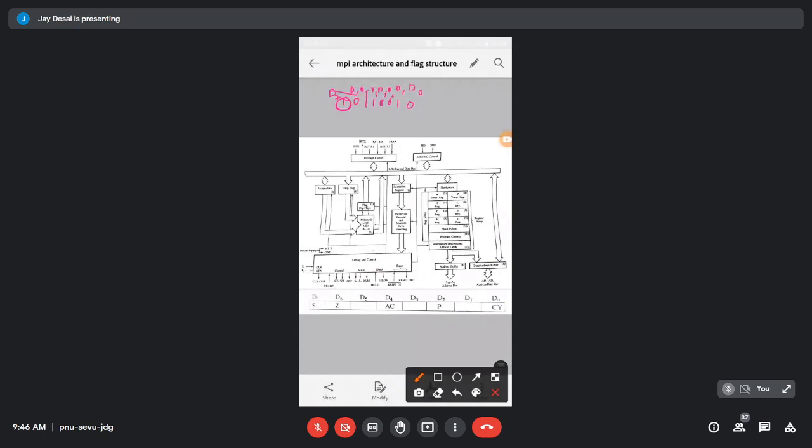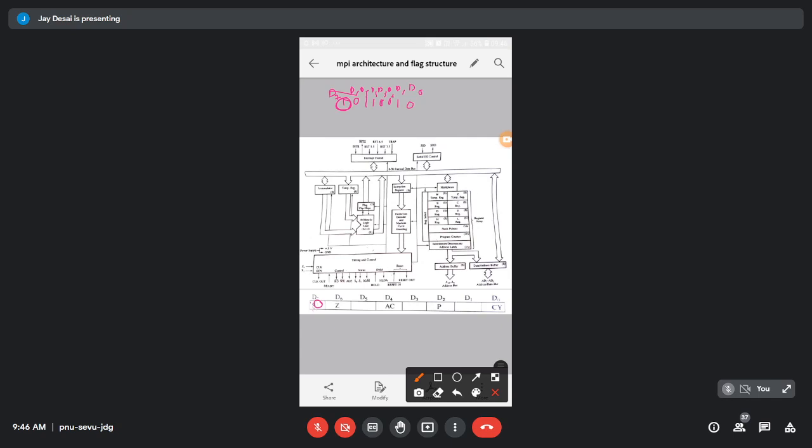So when there is 1 over here, what it means? Whatever answer you get, that answer is negative answer. And suppose you get 0 over here. It means that whatever answer you get, that answer is positive number. Understand? Yes, sir. ખબર પડે છે?